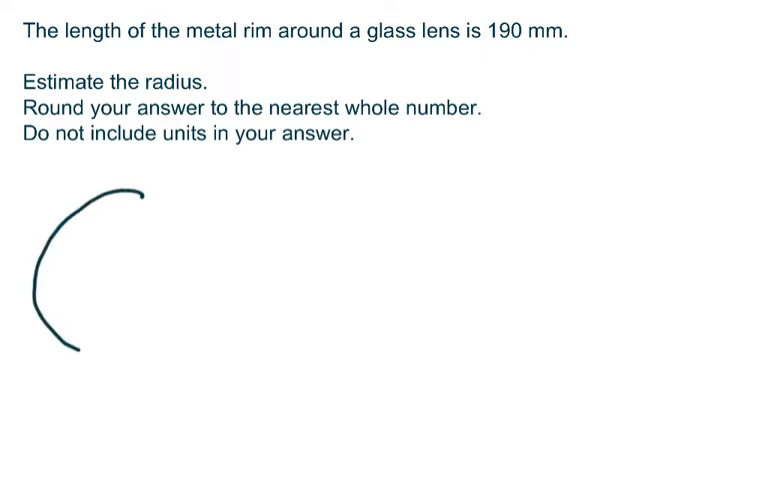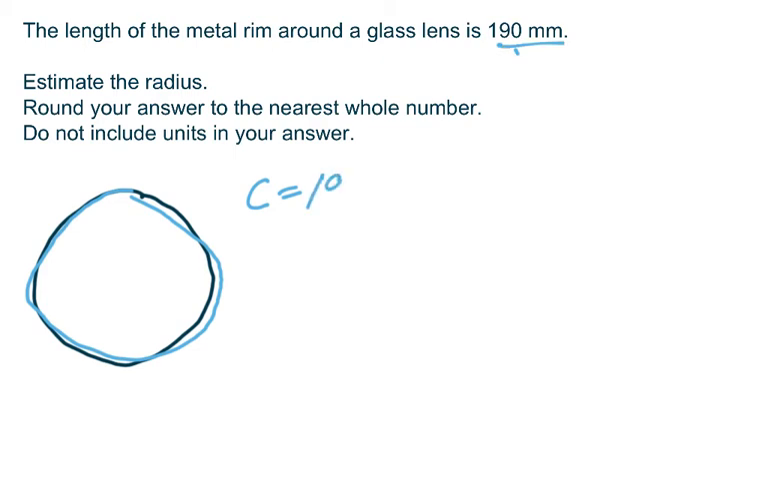So I'm going to draw here the glass lens. And as I go around the metal edge around it, I realize that I just drew the circumference. So that means that the circumference is 190 millimeters. I'm asked to find the radius, so I'm going to use the formula for circumference, C equals 2 pi r, because that gives me the radius.